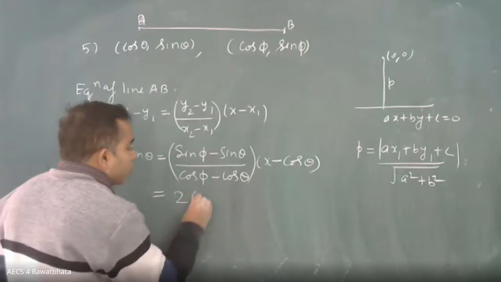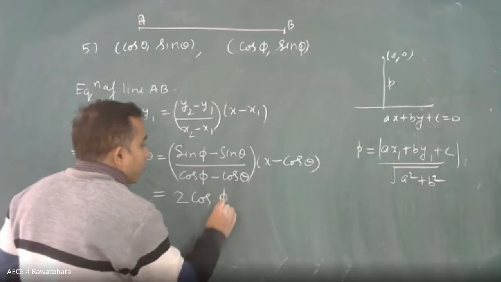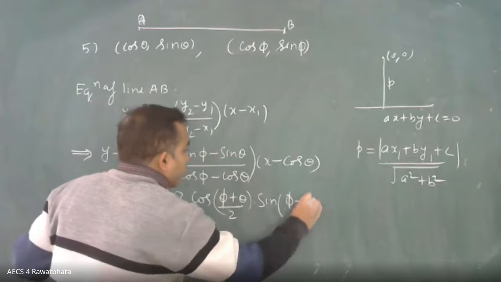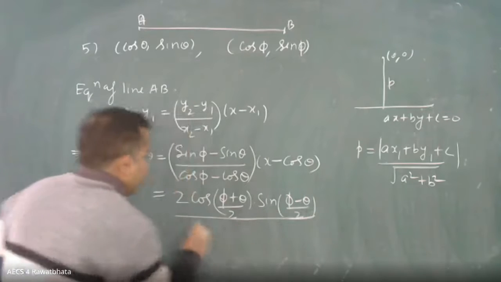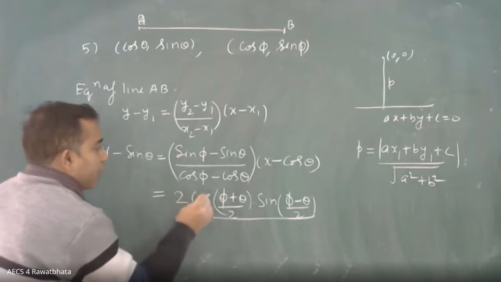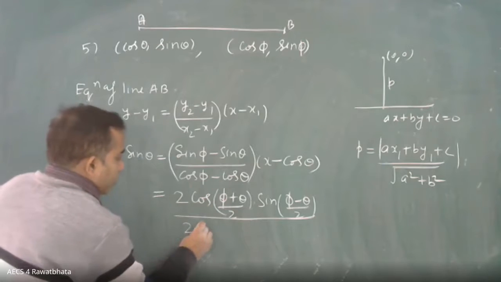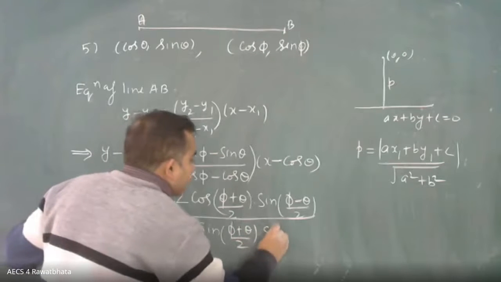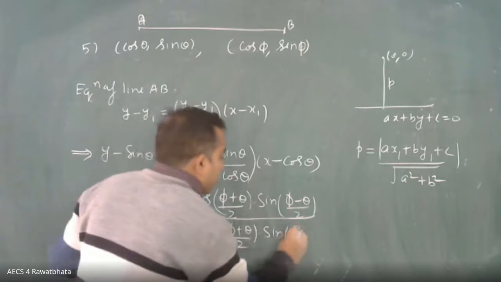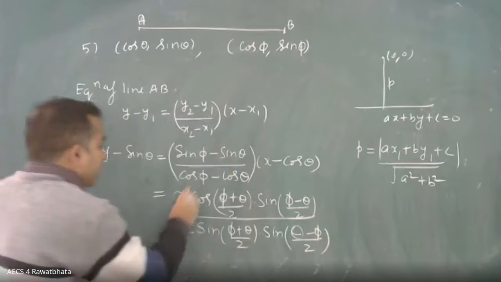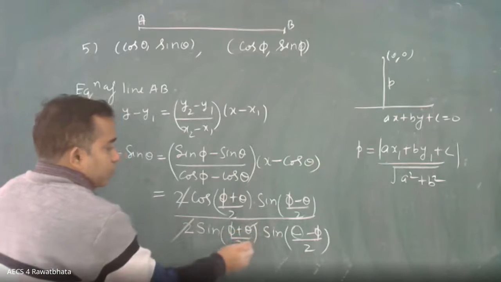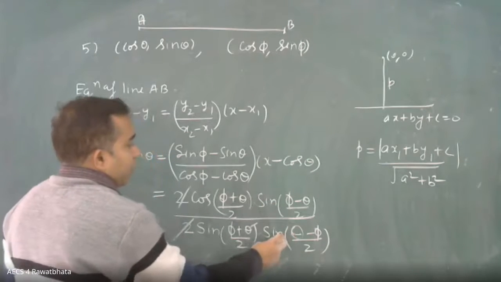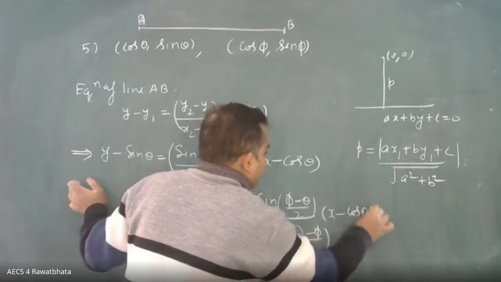Sin a minus sin b is 2 cos a plus b by 2 sin a minus b by 2. It will become 2 cos phi plus theta whole by 2 into sin phi minus theta whole by 2, whole upon 2 sin a plus b by 2 sin b minus a by 2 — cos a minus cos b is 2 sin a plus b by 2 sin b minus a by 2 — so 2 sin phi plus theta whole by 2 into sin theta minus phi whole by 2. 2 get cancelled. This term will get cancelled and one minus will come because this is phi minus theta, this is theta minus phi, into x minus cos theta.